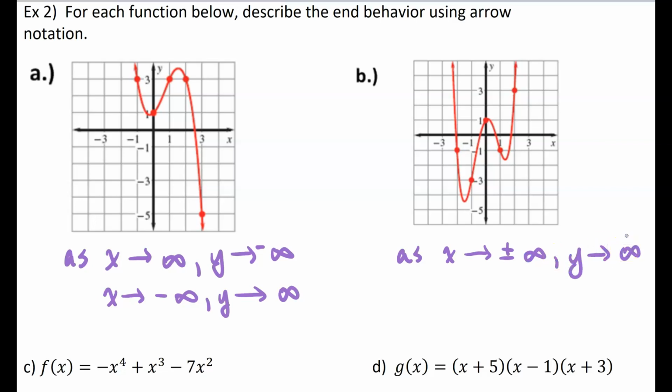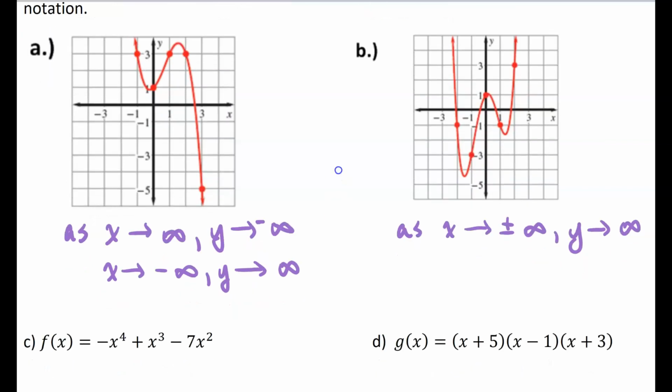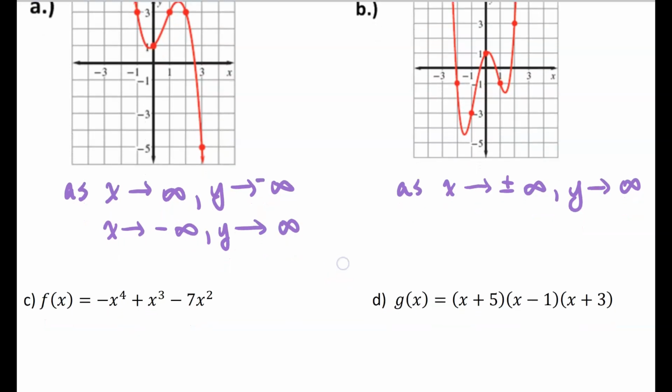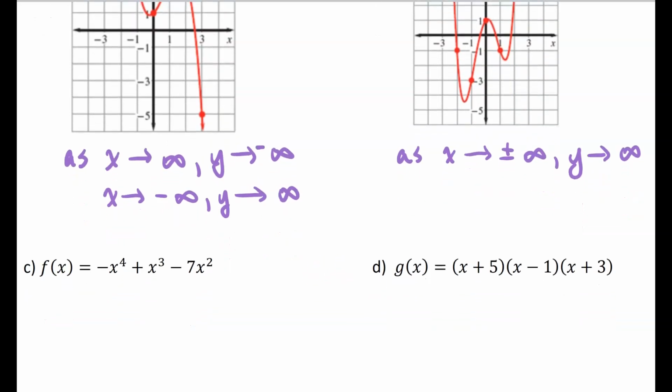All right. Okay. For C and D, I did not give you the graph. You have to use the information that's given. For C, even or odd? Even. It is even. Positive or negative? Look at the lead coefficient. What's the lead coefficient? Oh, I'm so sorry, I thought you said B. No, we're on C. What's the lead coefficient on C? It is negative.